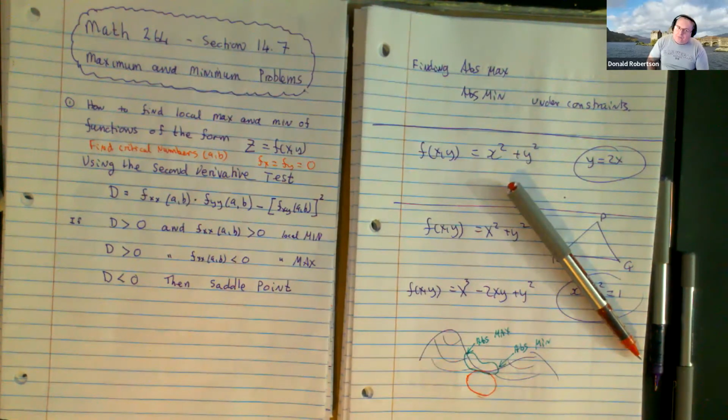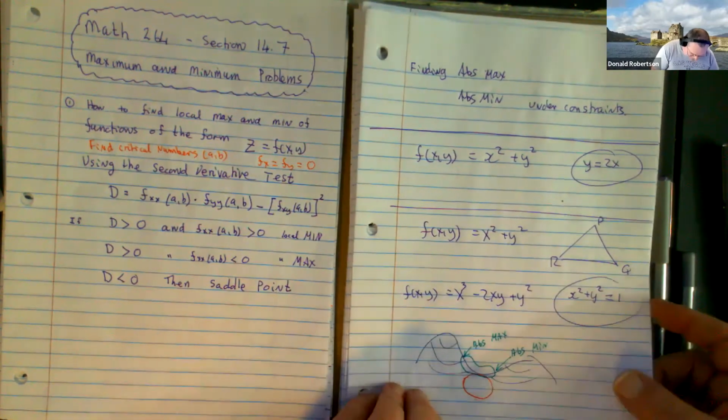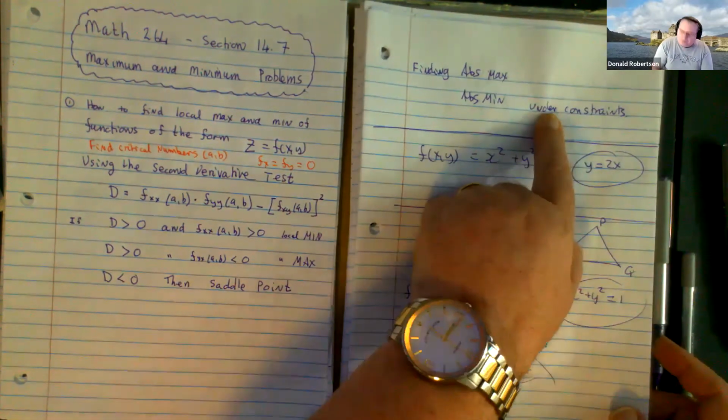Can you imagine looking at the shape from above? Wouldn't you see a big red circle? And that circle would come up and hit the surface, like an ant walking around the surface. Wouldn't there be a point on that surface that's higher than anywhere else, the absolute max? And isn't there going to be a point lower than everywhere else? That's the absolute min. And we call these constraints.